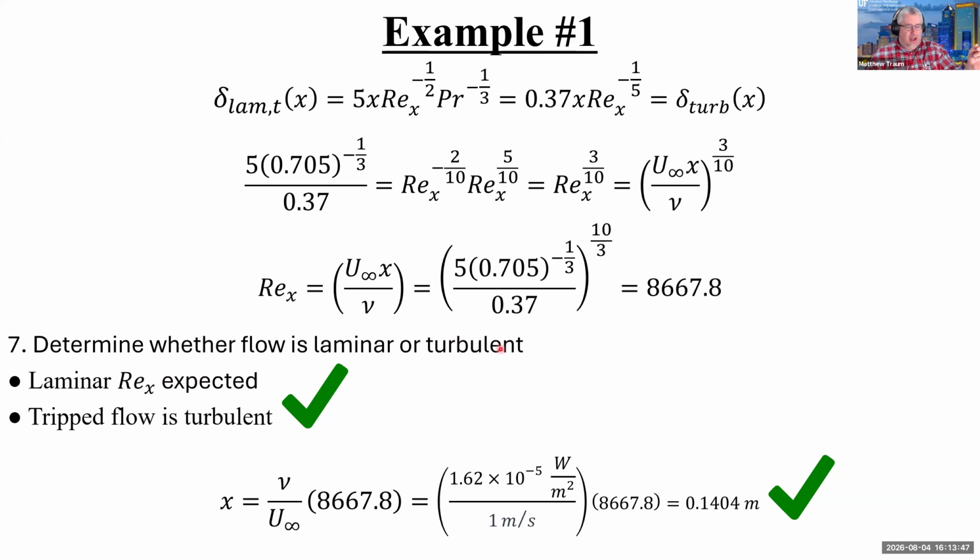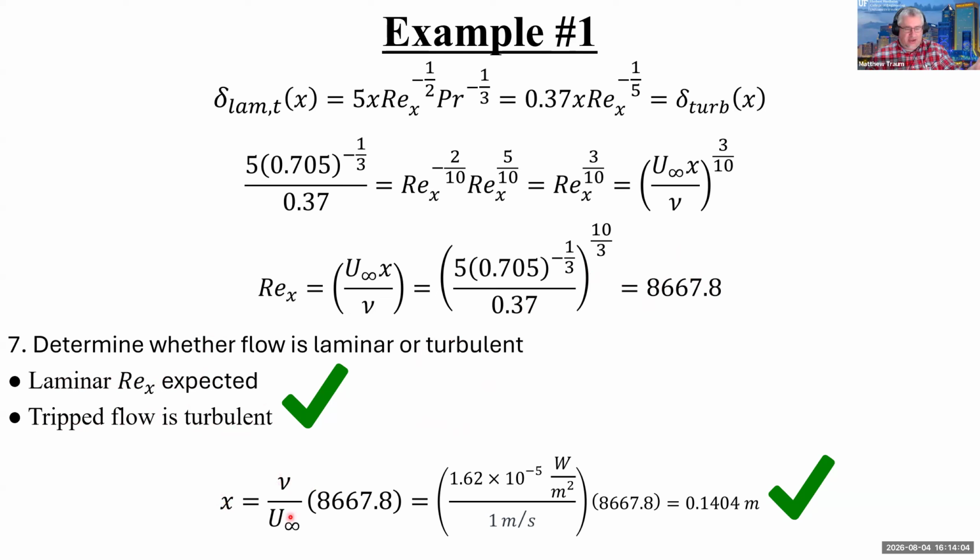So good. And then we also have to remember that the flow is tripped to turbulence for the second part of the problem. Okay, so I know the Reynolds number for both of these. So I can now solve for X. And here I am doing that.